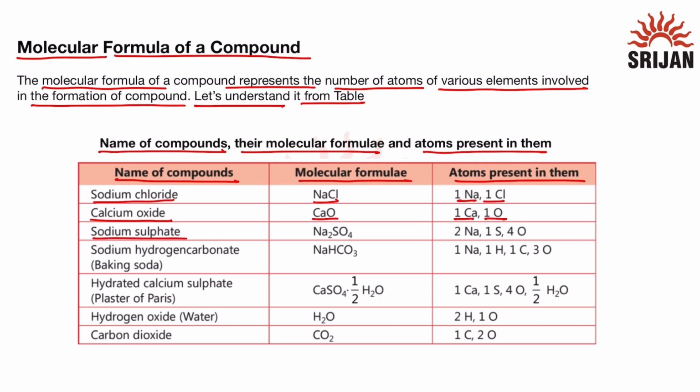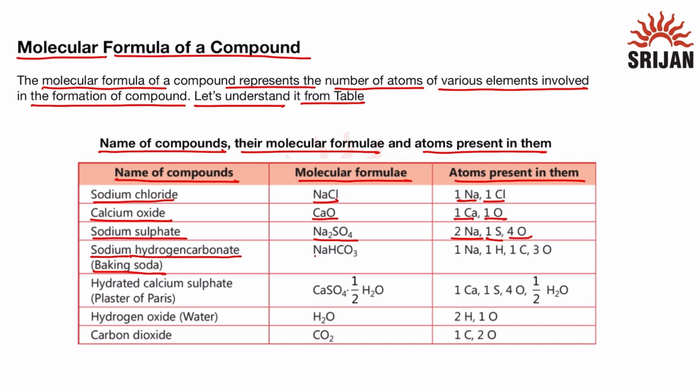Next is sodium sulfate, that is written as Na2SO4. That means two atoms of sodium are present, one sulfur atom is present, and four oxygen atoms are present, because the atomicity is denoted by the subscript which is written on the right side. So if 2 is written, that means there are 2 sodium atoms, and if 4 is written, it means 4 oxygen atoms are present.